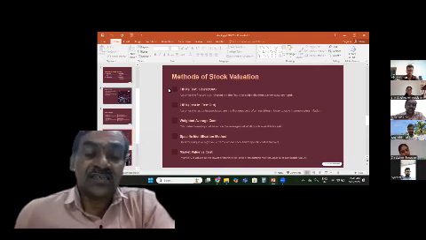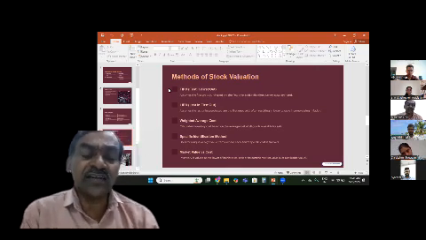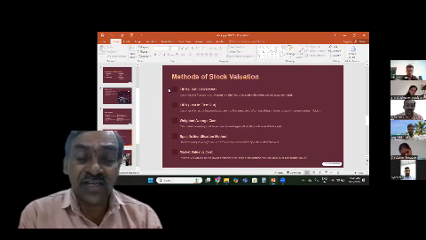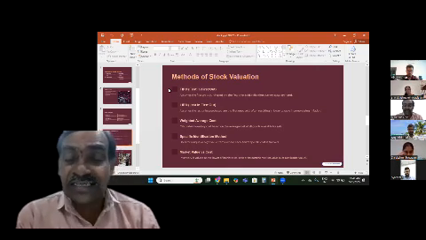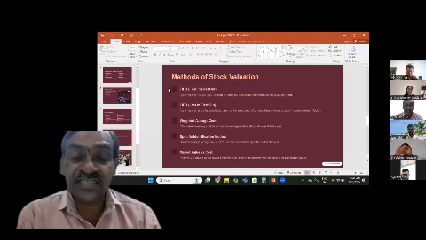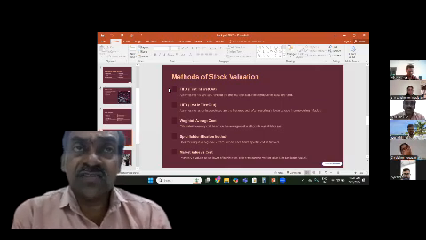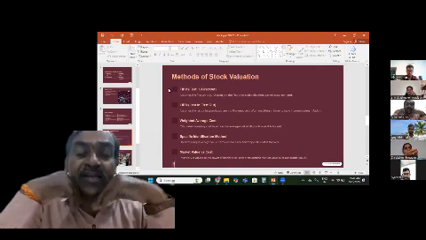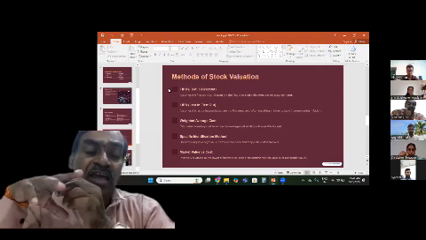Coming to the last, market value versus cost. Here, the valuation of a stock or inventory is at the lower of its historical cost or its current market value. In the sense, market value means if you go and sell the product in the market, the amount you get is called the realizable value.